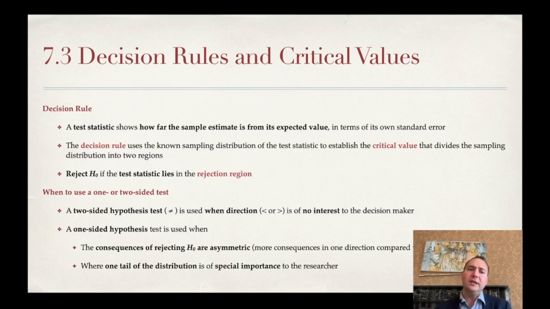All right, so when do we use a one or a two-sided test? A two-sided hypothesis test, just means not equal, is used when the direction, greater than or less than, is of no interest to the decision maker. We just want to know if it's not equal. A one-sided test is used when the consequences of rejecting are asymmetric. In other words, one direction is more important than the other. Where one tail of the distribution is of special importance to the researcher, we would use a one-sided hypothesis test.